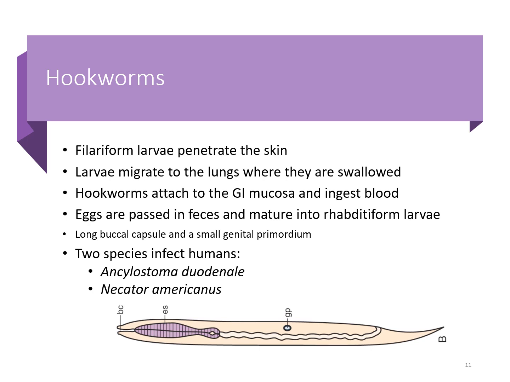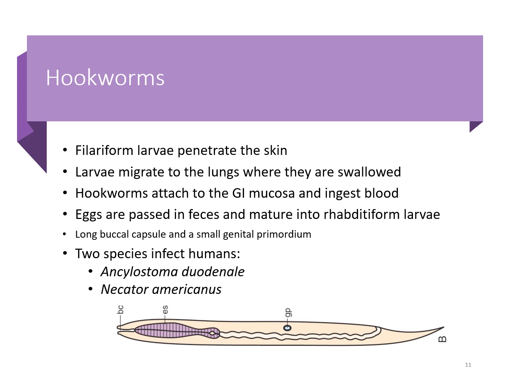So we have two organisms that we're going to talk about for hookworms, the Ancylostoma duodenale and Necator americanus. And so with these organisms, they will penetrate the skin, and then from there they can migrate to the lungs, and they're just re-swallowed. The hookworms will attach to the GI tract within the mucosa, and then they will start to actually ingest the blood. Then the eggs are passed through the feces, and then it recirculates from there.